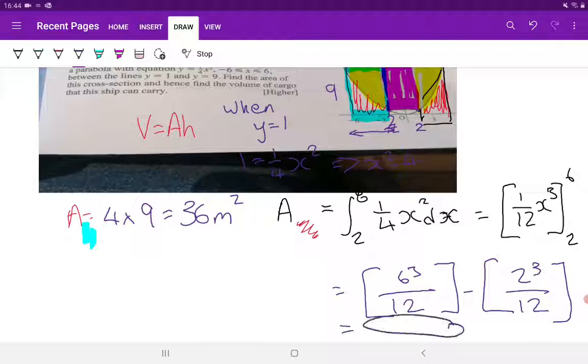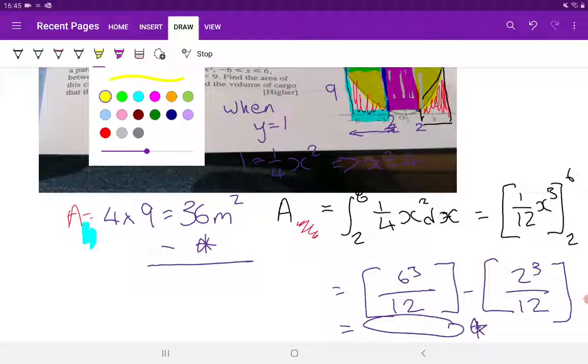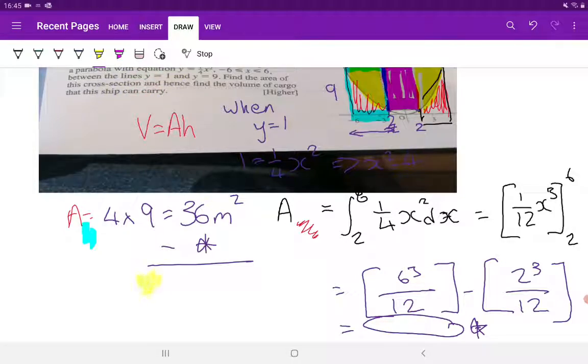Whatever that answer is, you're going to have to take that away from the 36, and that will give you the yellow shaded area that we needed. Okay, I'm going to stop there for now because that is probably enough to get you started, and then you can come back to me if you need a bit of help further down.